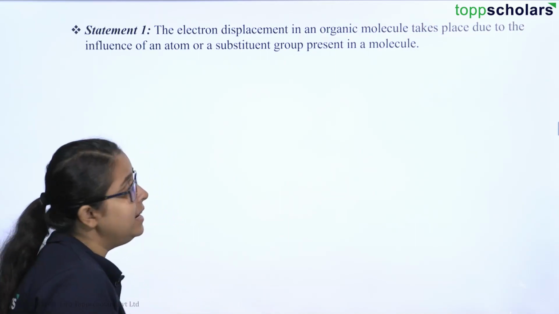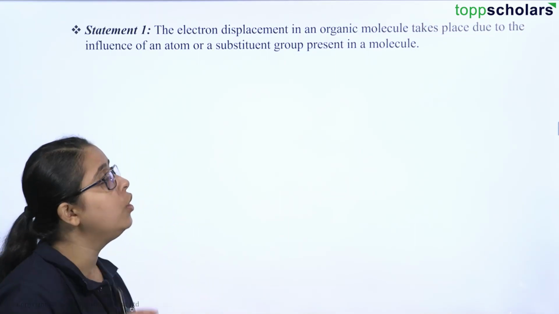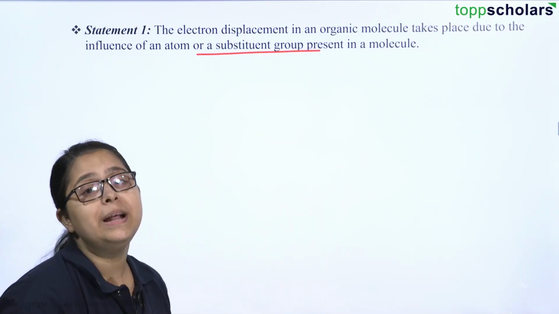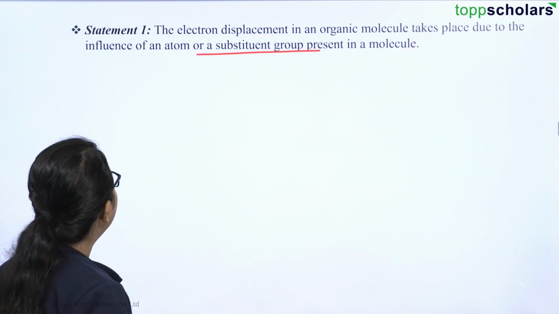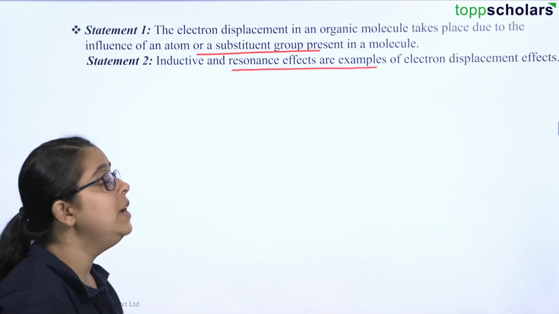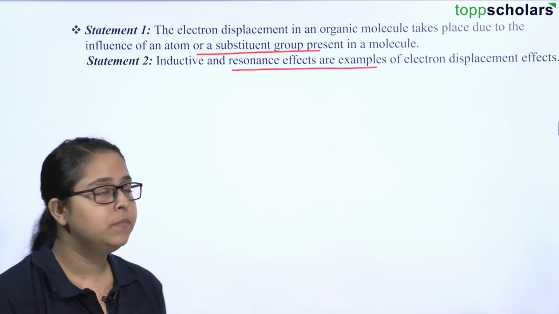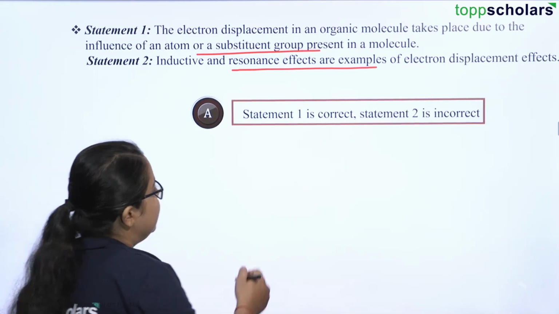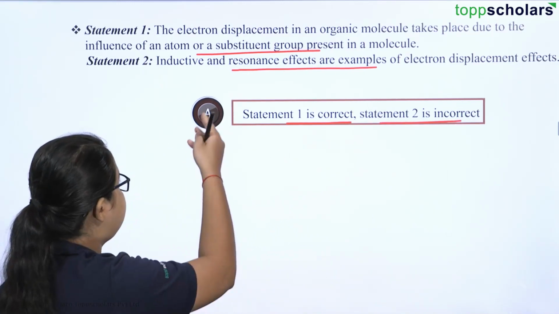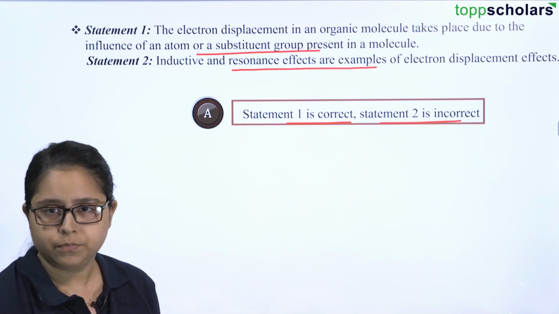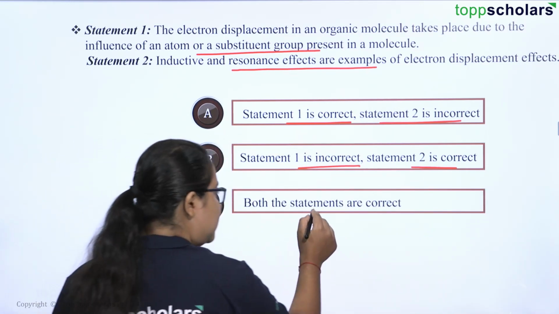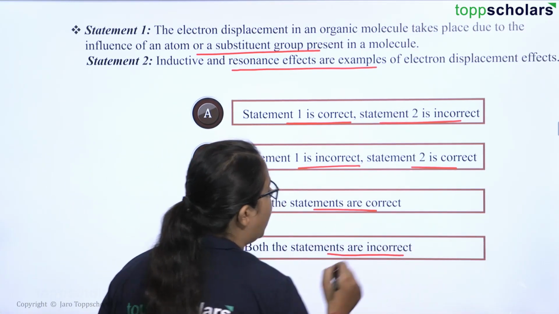Let us go for statement 1. It says that the electron displacement in an organic molecule takes place due to the influence of an atom or a substituent group present in a molecule. Then we have another statement, which says that inductive and resonance effects are examples of electron displacement effects. So, what are we supposed to do? Option A says that statement 1 is correct and statement 2 is incorrect. Basically, we need to see which of these statements is correct and which is incorrect. Option B says 1 is incorrect, 2 is correct. Option C says both the statements are correct, and the last option D says that both are incorrect.